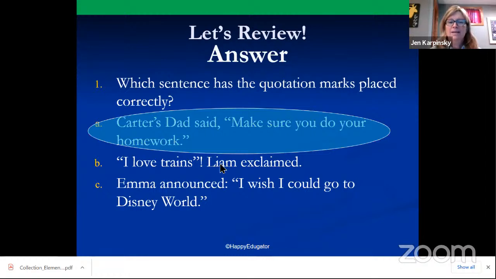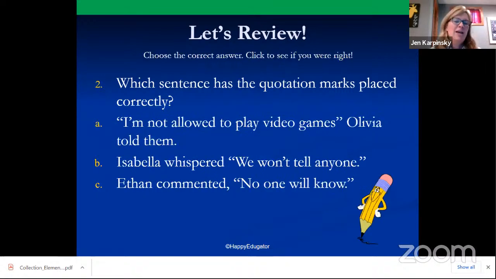Were you right? Carter's dad said, "Make sure you do your homework." Okay, he's got his comma, he's got his direct quotation with the capital inside his quotation marks, and he's got his period inside. Problem with number 2, the exclamation is on the outside. Emma announced, we have a colon here instead of a comma. That's not how we punctuated, is it? Nope. So how many of you got it right? Hopefully a lot. Let's try again.